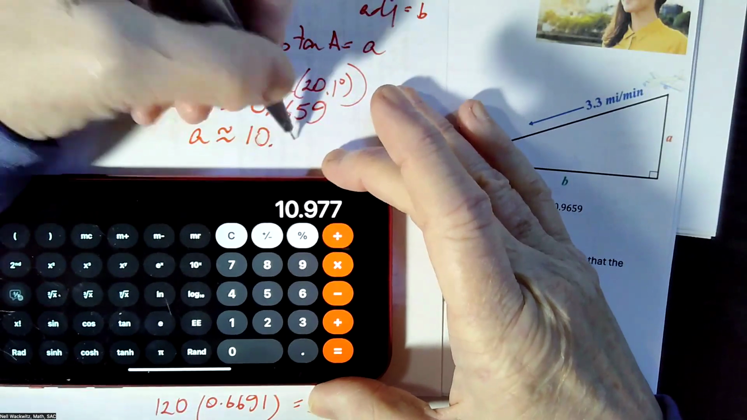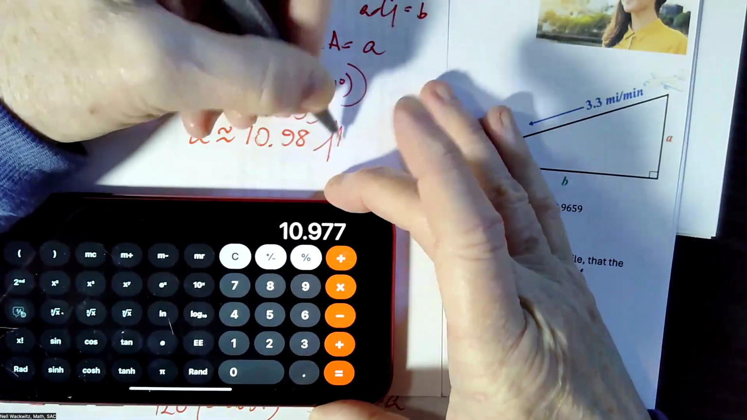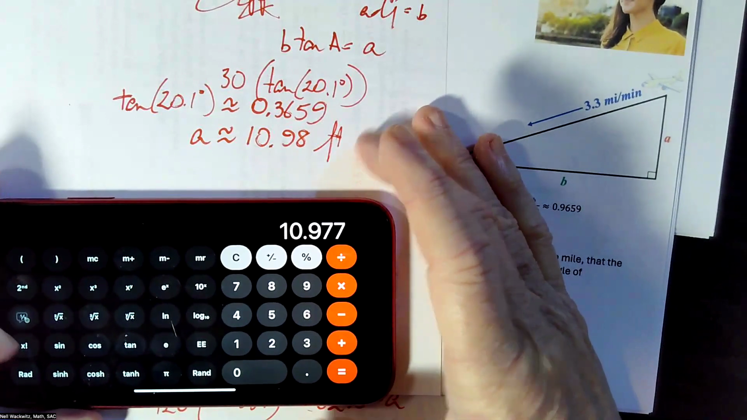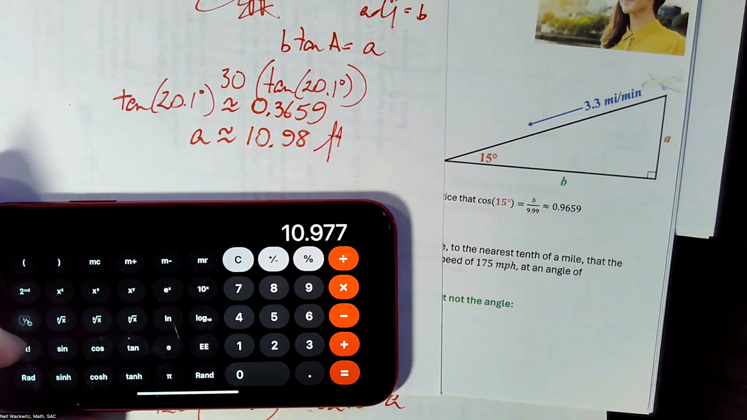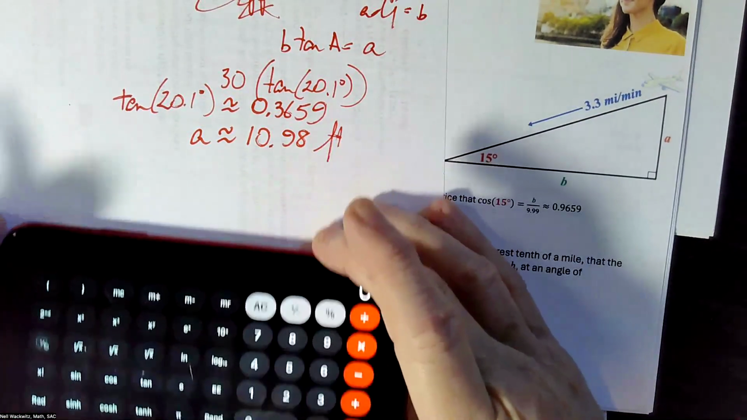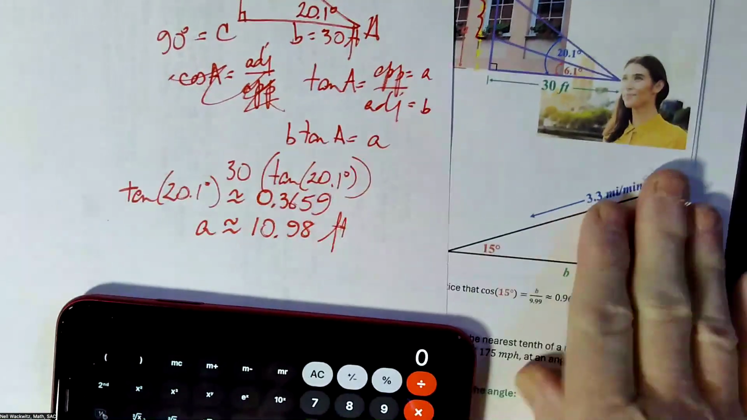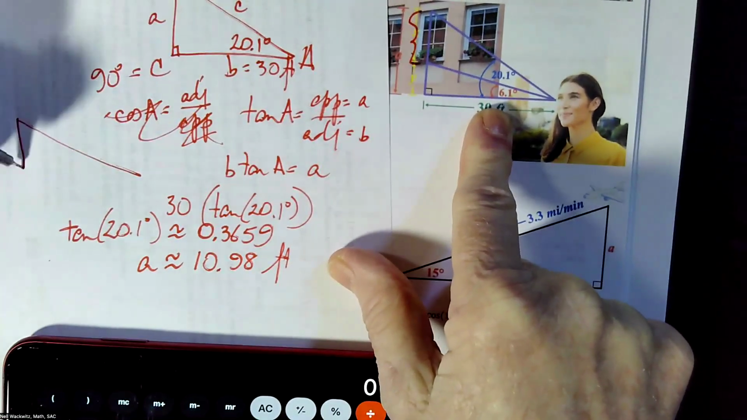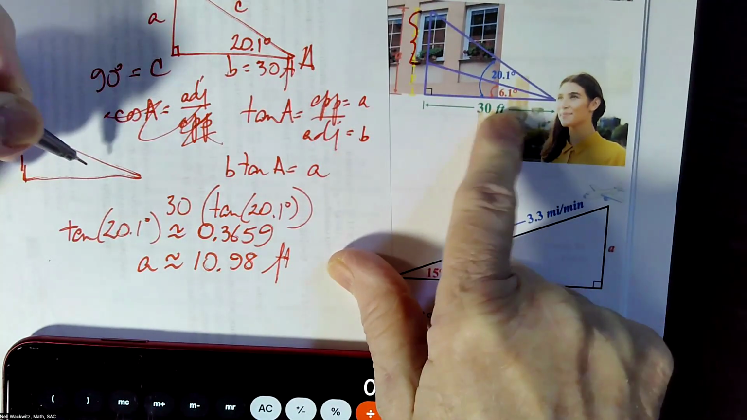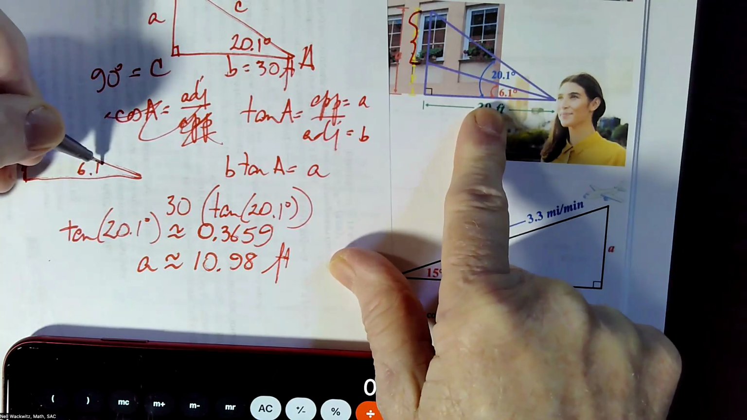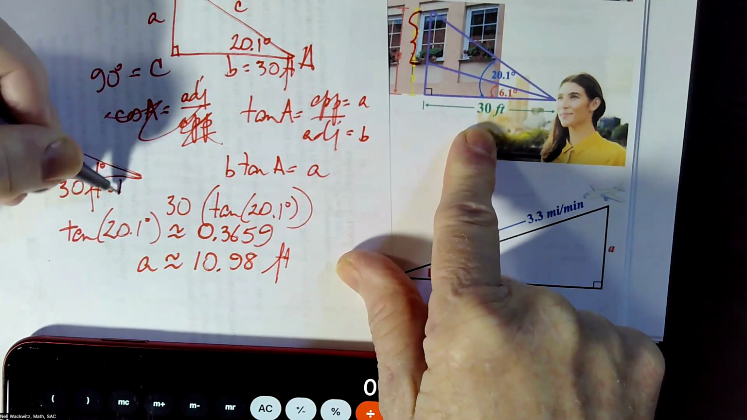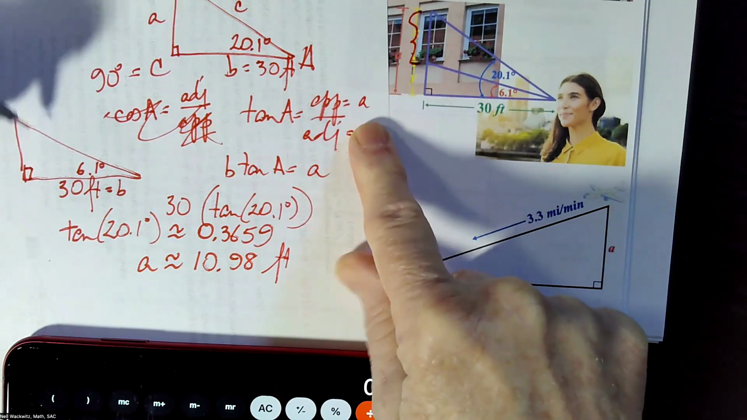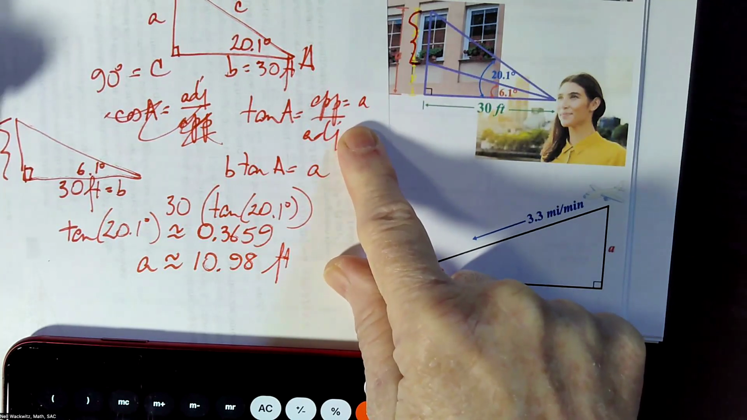So 10.98 feet. They want the final answer in 1 decimal place. Okay, so now let's look at this smaller triangle. We've got angle A is 6.1 degrees. We still have side B is 30. We still want to find A.